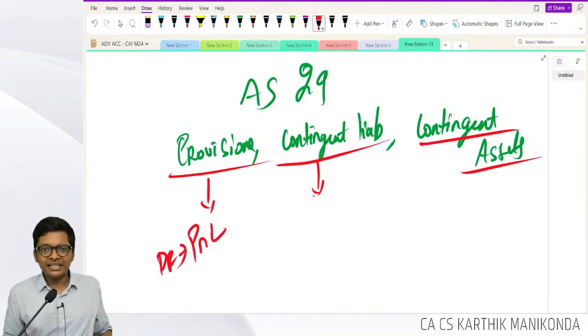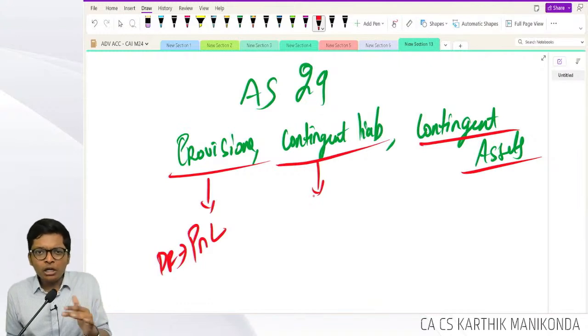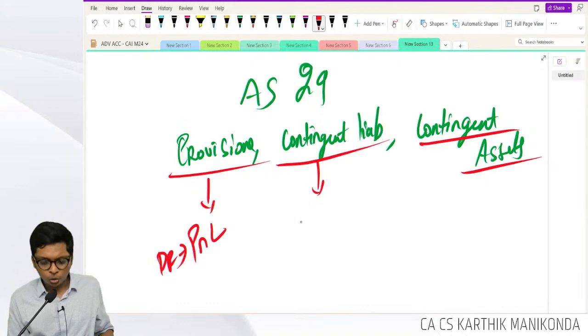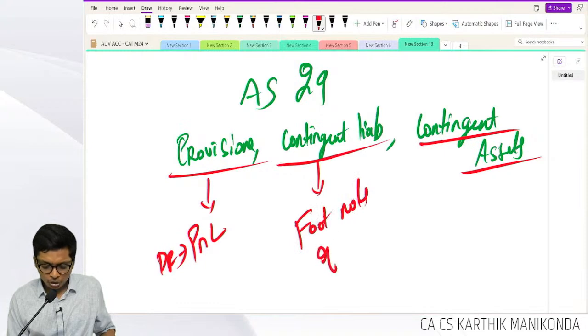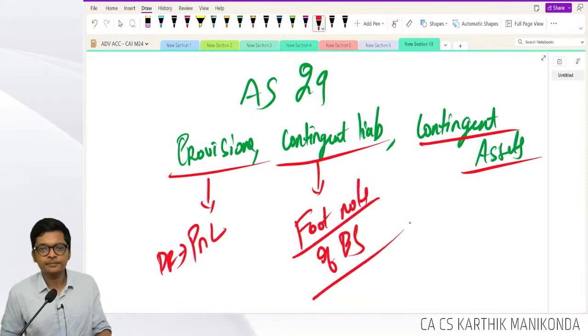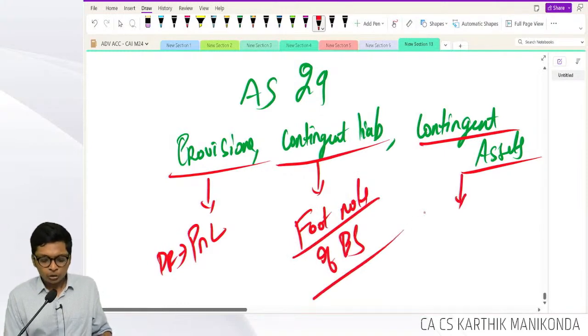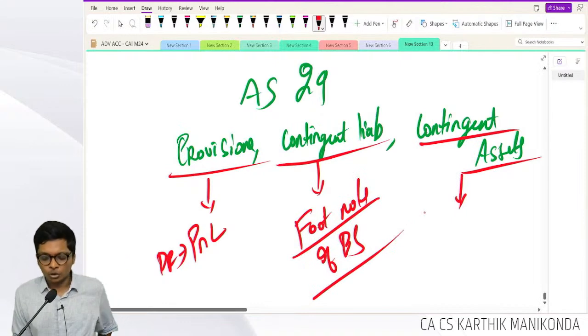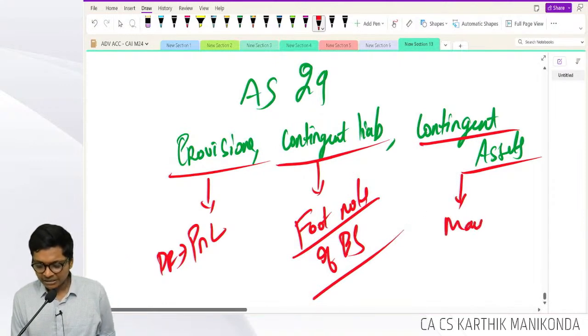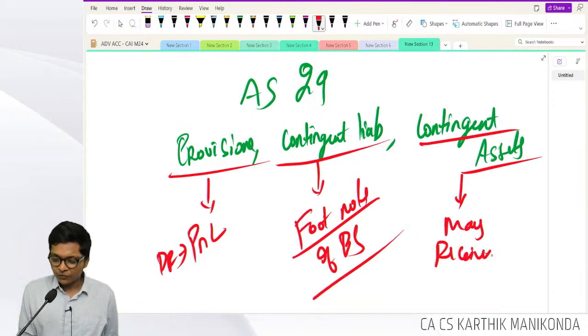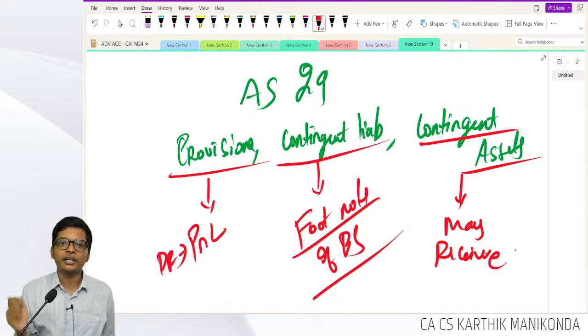Contingent liability, whether you pay or not itself is doubtful. So I will not show it in the balance sheet or P&L. I will show it in the footnote of the balance sheet. Contingent asset. So footnote right below balance sheet and notes. Asset is something that you may receive. You may win the case. If you win the case, let me account for it.